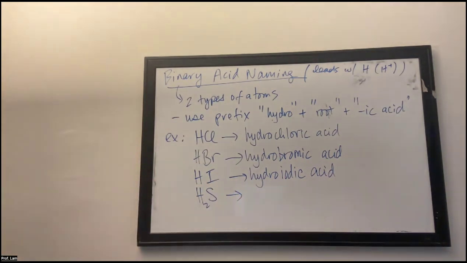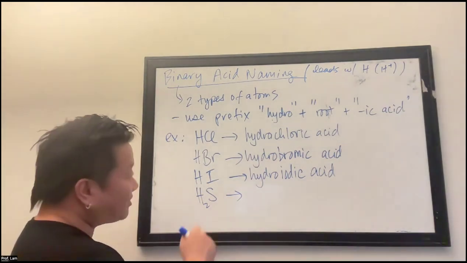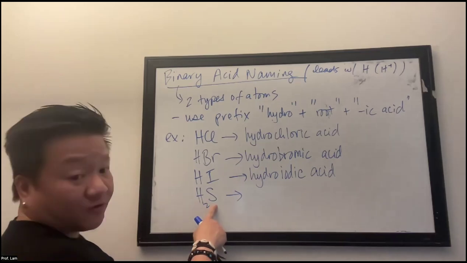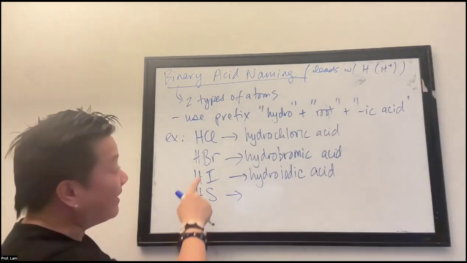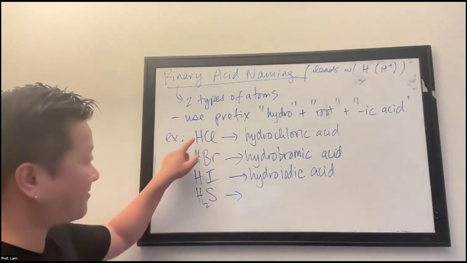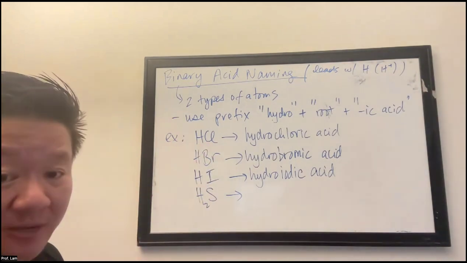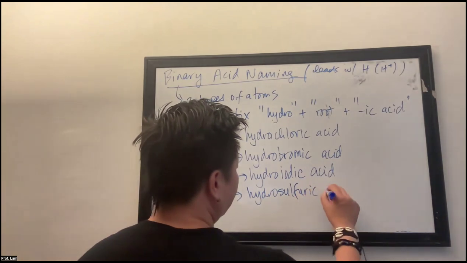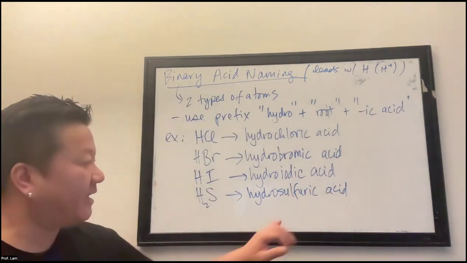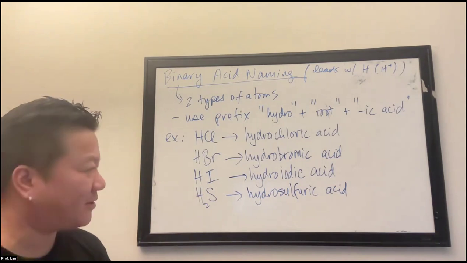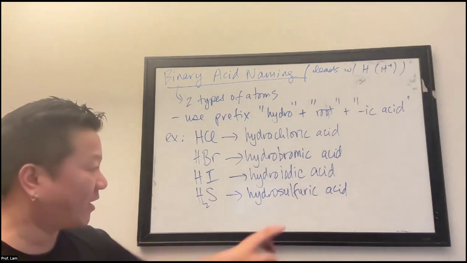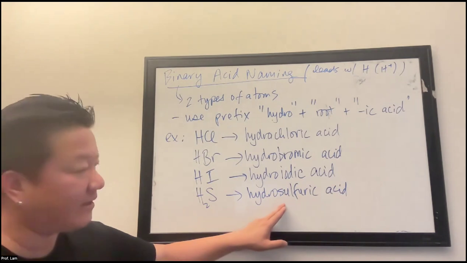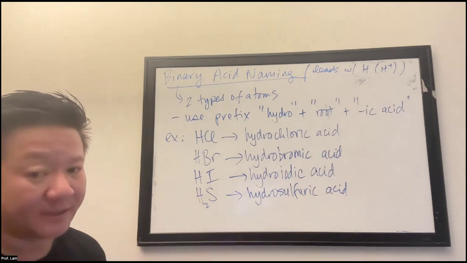Okay, let's try another one. H2S. Now, in H2S, you can see that there are 3 atoms, but there are only 2 types of atoms, just hydrogen and sulfur. So it's still considered a binary acid. These are binary, two types of atoms, and that's why they're considered binary. So hydro, sulfuric acid. Sulfur sometimes has a little exception where it keeps the whole name of the element. So it's not hydrosulfic acid, but it keeps the whole name sulfur and then ic acid. For sulfur, it's like that.